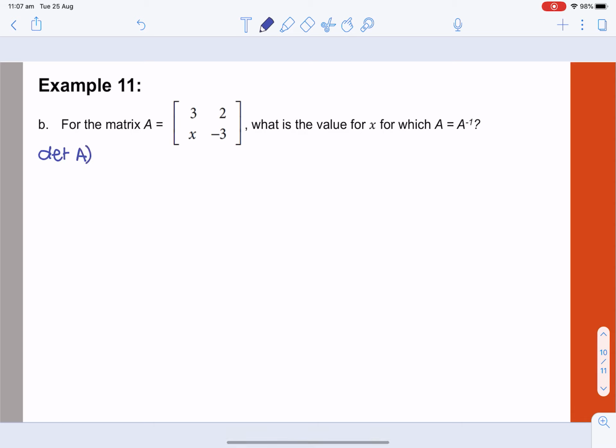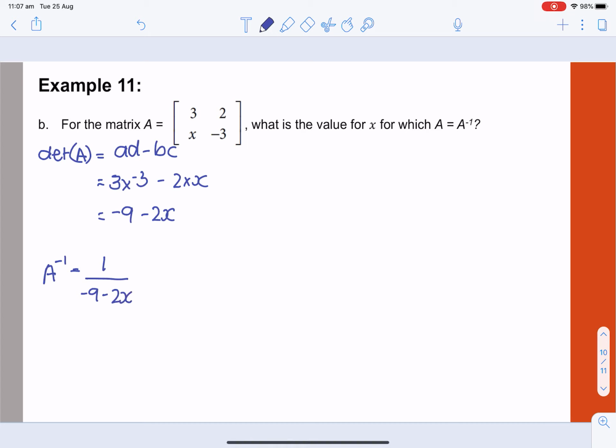The determinant for A is equal to AD minus BC. So we've got 3 times negative 3, take 2 times x. So at the moment we've got negative 9, take 2x. All right, that's easy enough. To find the inverse, we need to put our determinant under a fraction. So 1 over negative 9 minus 2x. You're starting to think, far out, this is a lot of work. Yes, it will be, but it's actually not that bad.